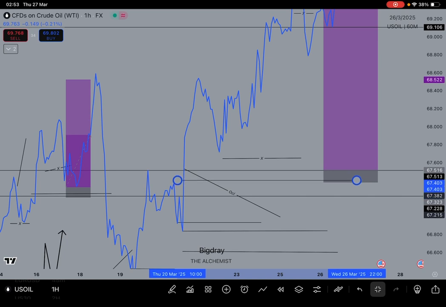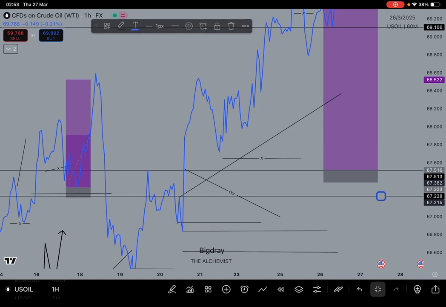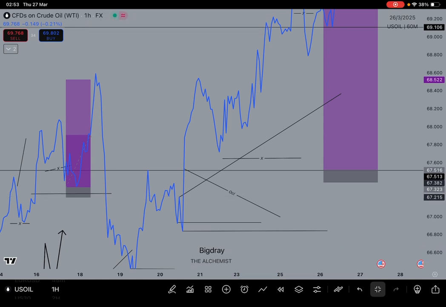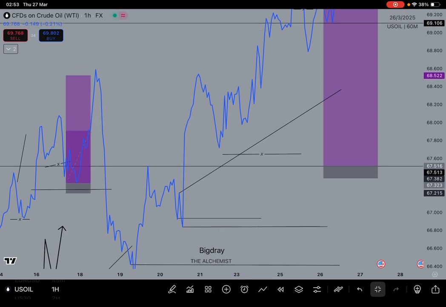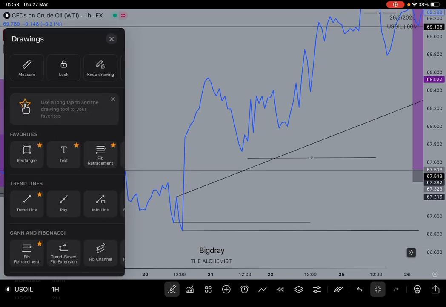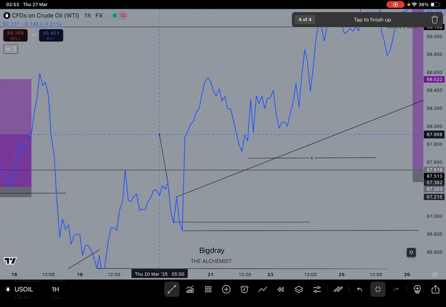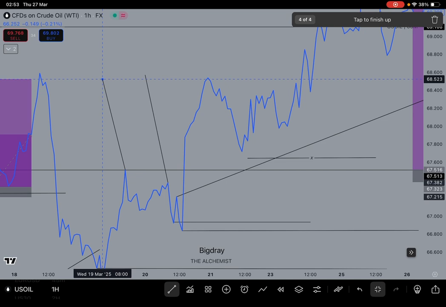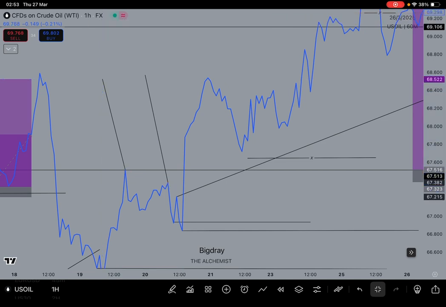This was your first high that got broken, your market structure shift right here. Let me delete all this. This was the first high that was broken, the market structure shift. This was the second high that got broken, your break of structure. And this was another high that got broken, also a break of structure. So we have 3 BOS. We have 1, we have 2, we have 3. This. Can you see now?